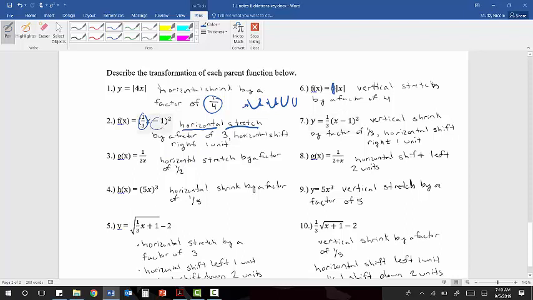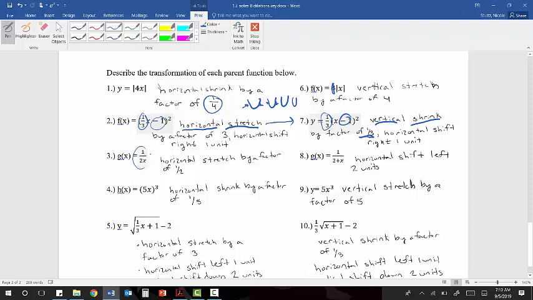And then it also has a horizontal shift to the right 1 unit. So how does that differentiate from here? Well, the 1/3 is outside this time, so it's a vertical. And since it's less than 1, it's a shrink. So these will be opposites. And you just keep the 1/3. Okay, so it is going down 1/3 every time. And it's going to move to the right 1 unit.